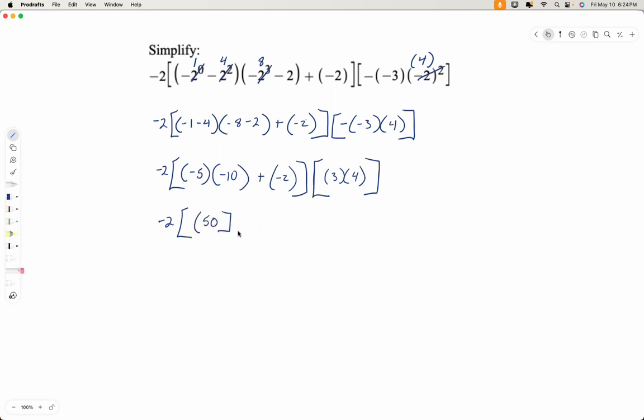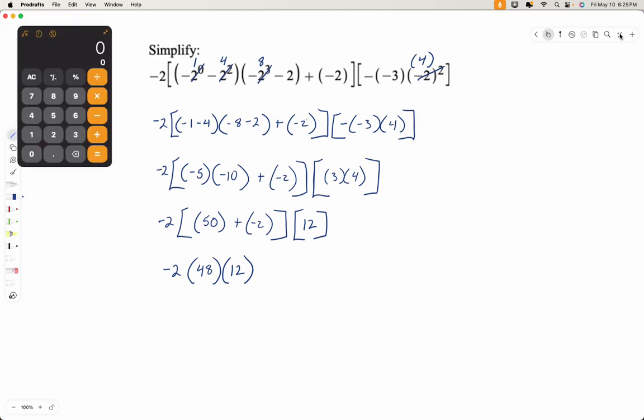I don't know why I made a bracket there. Should be a parenthesis. Plus -2. And 3 times 4 is 12. So 50 plus -2 is the same thing as 50 minus 2. So it's -2 times 48 times 12.